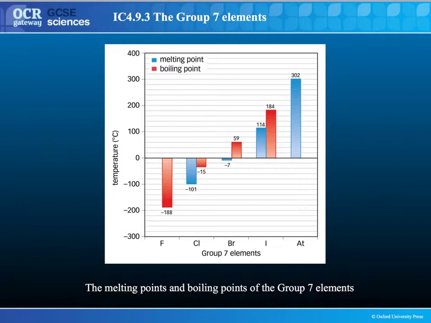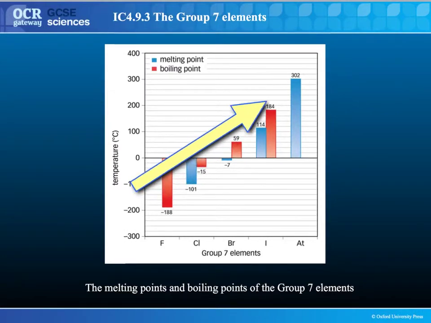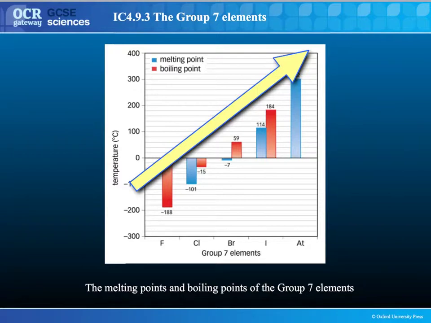This graph sums up those patterns. What we have here is essentially an increase in boiling point and melting point as you go down the periodic table. So you go from gases at the top of the periodic table to solids at the bottom of the periodic table. This also includes fluorine and astatine, which we've not actually looked at.